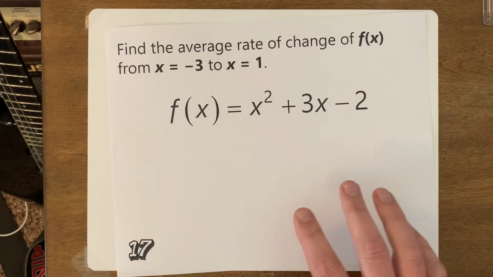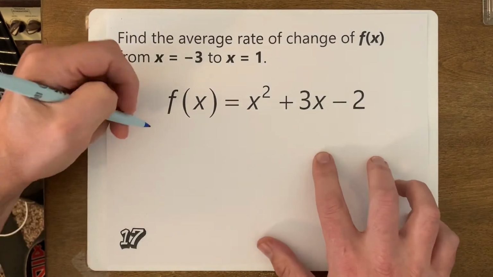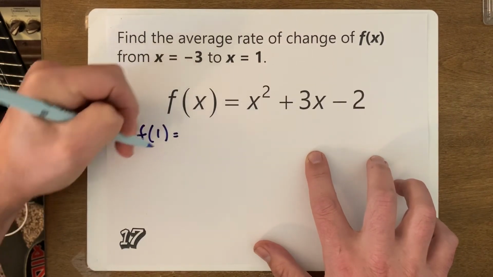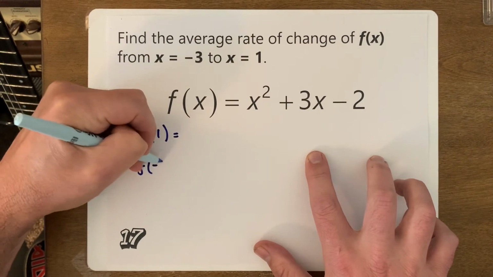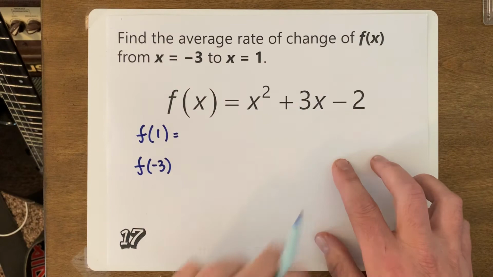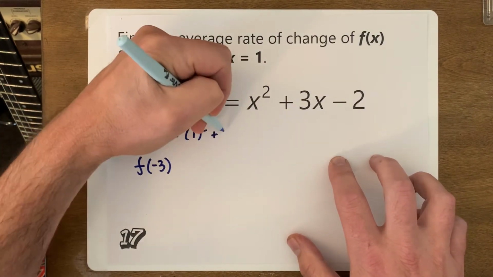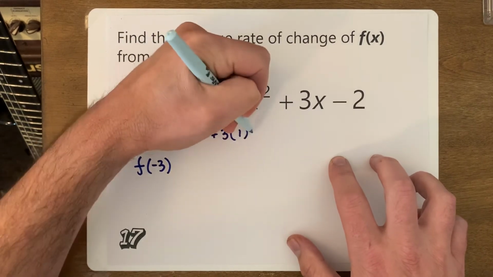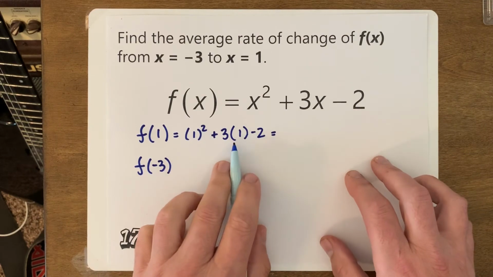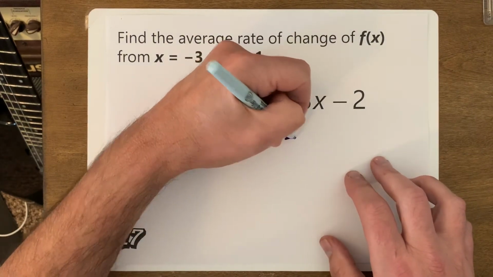Let's try a quadratic that's a little more complicated. So let's suppose we can't just do this in our head. We need to figure out what f of 1 is, and then we need to figure out what f of -3 is. All right, so what we need to do is plug these numbers in here and here. So f of 1, that would be 1 squared plus 3 times 1 minus 2. 1 squared is 1, plus another 3 is going to be 4, minus 2 should be 2.